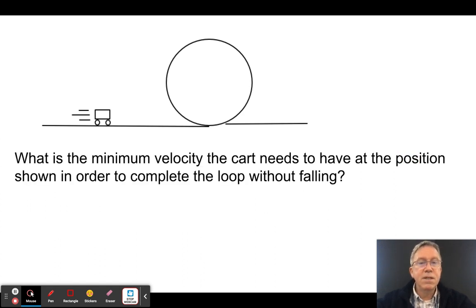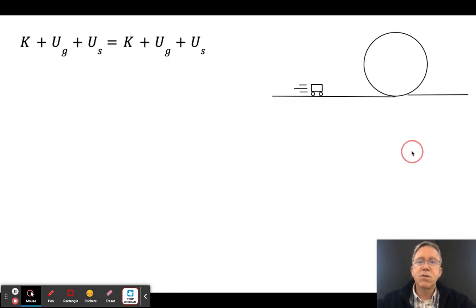What is the minimum velocity the cart needs to have at the position shown in order to complete the loop without falling? Okay, that's a pretty common question they ask. And it's a beautiful question because it combines your understanding of conservation of mechanical energy with your understanding of centripetal force and vertical circular motion. So let's just give this a try.